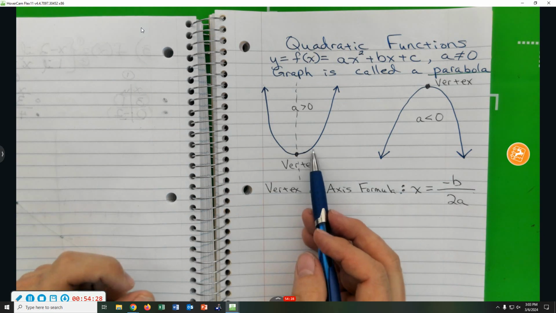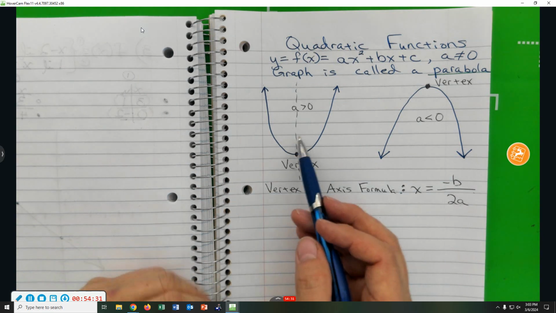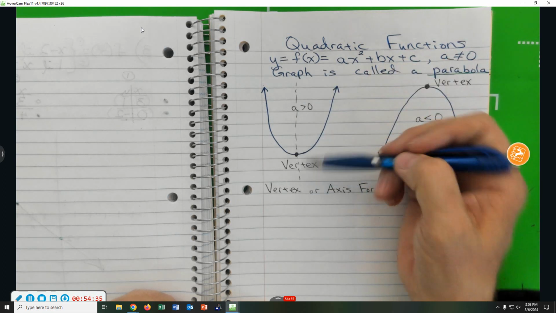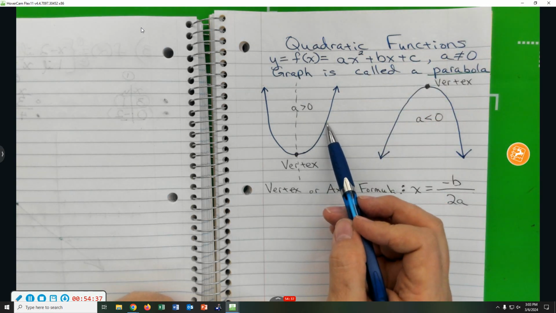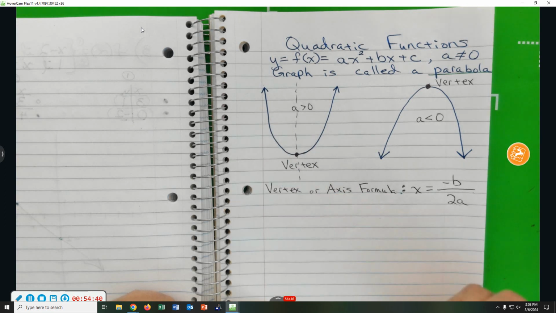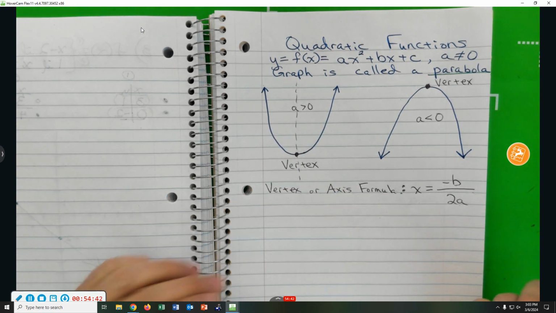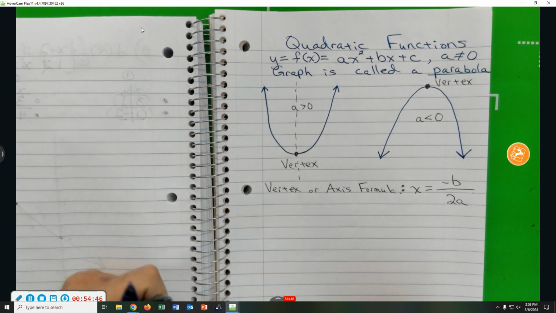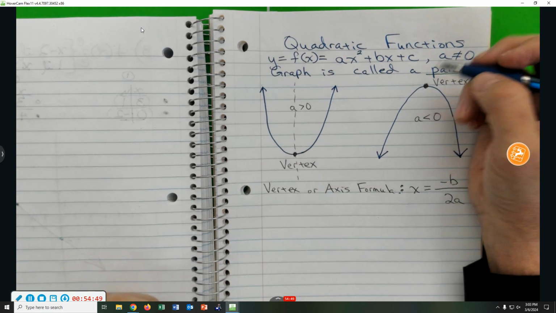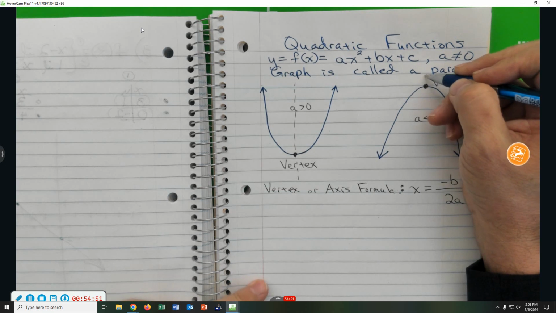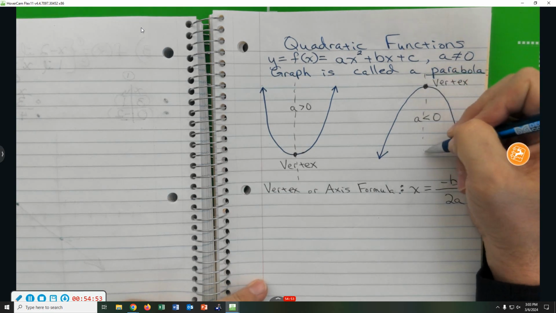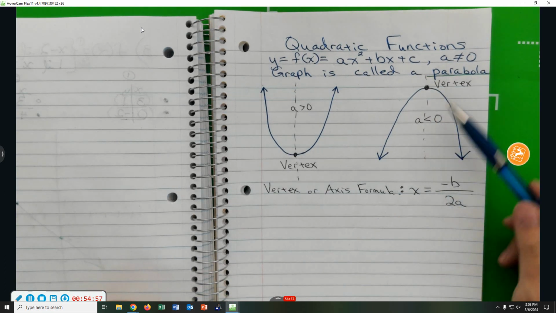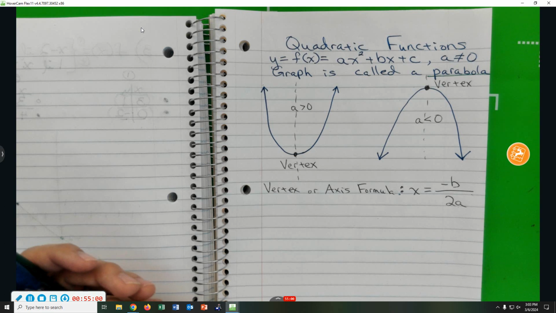If I could tear this piece of paper out and fold the paper down this dotted line I just drew, the right-hand side should lie directly on top of the left-hand side. Well, with human error, that wouldn't happen, but using the vertex graphing tool, it would definitely happen. It takes care of that symmetry very nicely. The axis is just the imaginary vertical line that passes through the vertex.